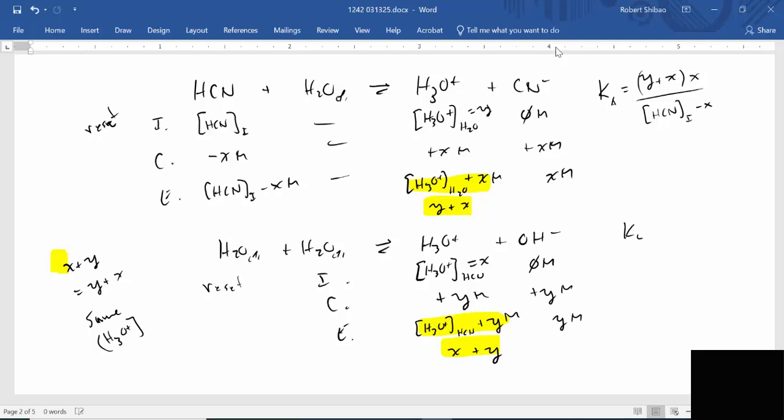And then if I look at Kw down here, I'm going to get X plus Y times Y. This is equal to 6.0 times 10 to the minus 10. This is equal to 1.0 times 10 to the minus 14. All right, and then solve for X or Y. This looks simple, right? Two equations, two unknowns. Does it look simple to you?